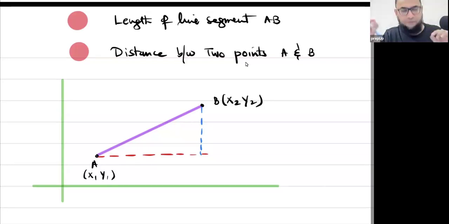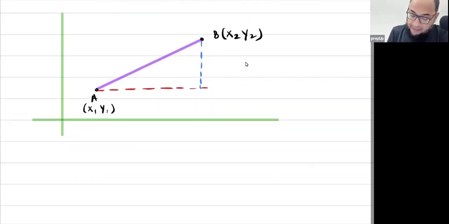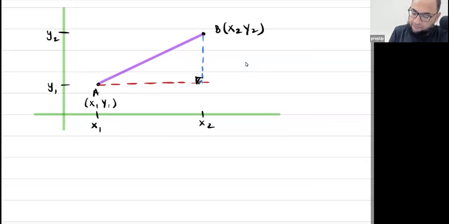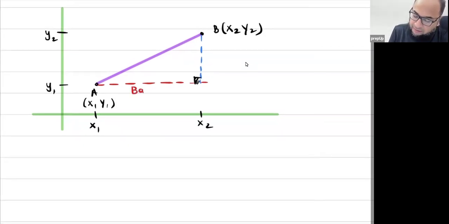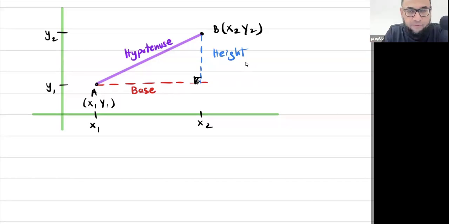Line segment is part of a line. A line is infinitely long, but line segment is between 2 points. So I can find this thing. Now, if I label it, this is y1, this is y2, this is x1, this is x2. I've drawn a horizontal, I have drawn a vertical like this. Now the base is in red color, the height is in blue color, the hypotenuse is in purple color. And naturally, I would again be using the concept of Pythagoras theorem.